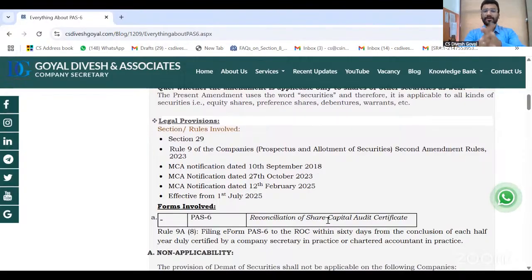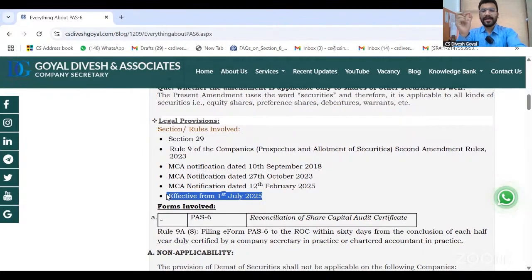When we discuss the bigger picture of the Demat provision, we have to go through Section 29, Rule 9 of the Companies (Prospectus and Allotment of Securities) Second Amendment Rules, MCA notifications dated 10th September 2018, 27th October 2023, 12th February 2025, and after all these notifications, the Demat provision shall be mandatorily applicable on a non-small private company with effect from 1st July 2025. So 1st July 2025.